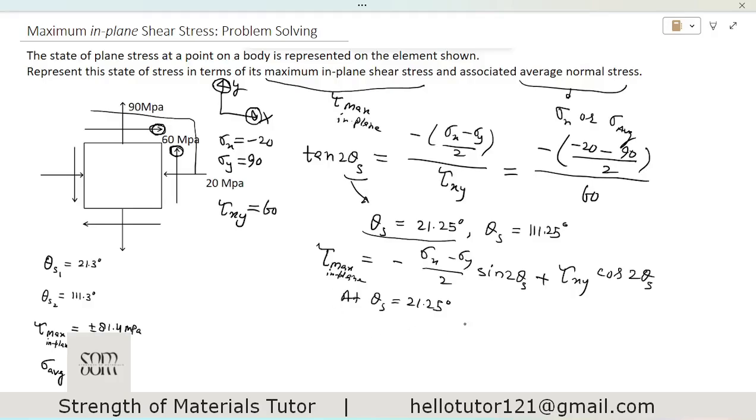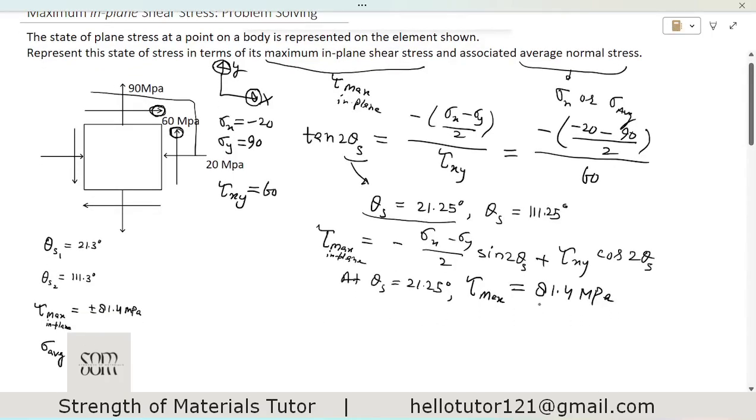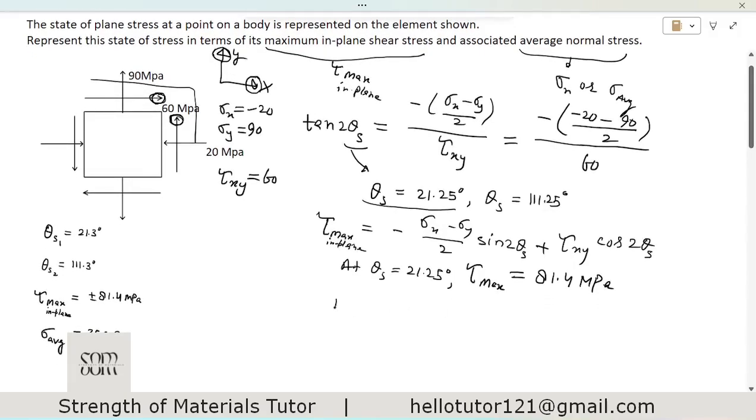So from this we got the value of tau max in plane. In plane tau max is 81.4, and the unit is megapascal, as everywhere, so it is also going to be megapascal. So we know at this angle we got this. Now, what is the other theta s? It is 111.25 degrees. What is going to be the tau max?